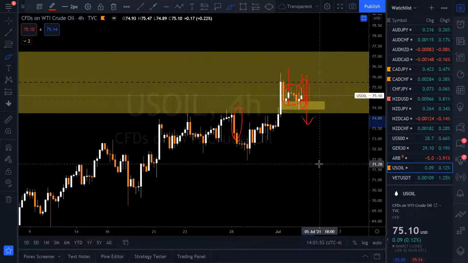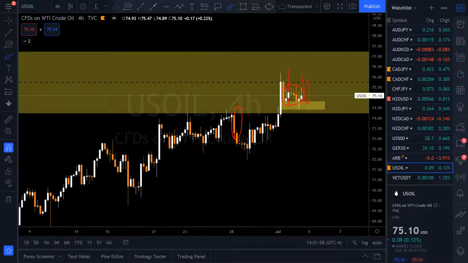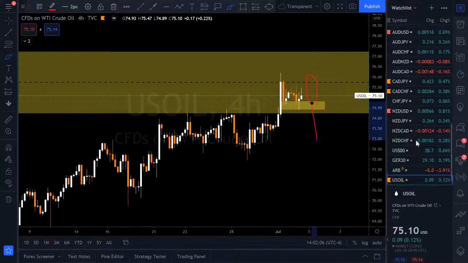What do you call London session? That's where I'll be looking to take shorts. So I'm looking for shorts here. I'm looking for the confirmation. I'm looking for that engulfer, and we can take it to the downside.